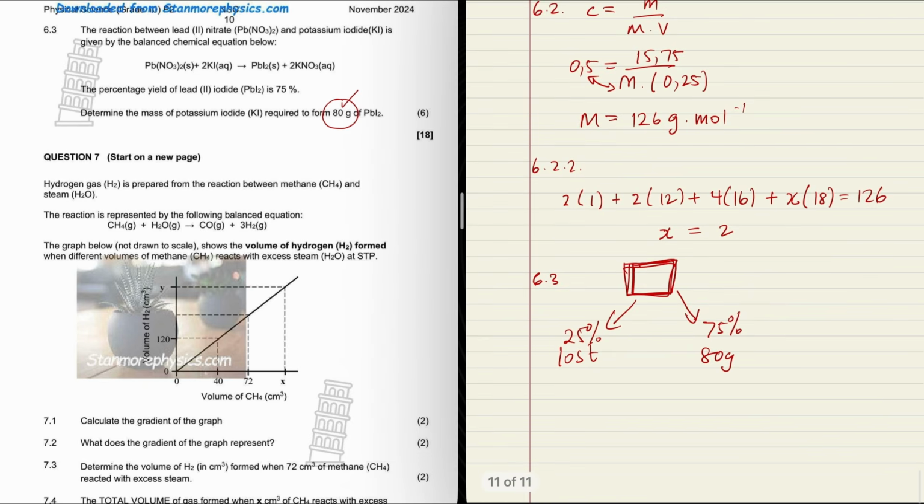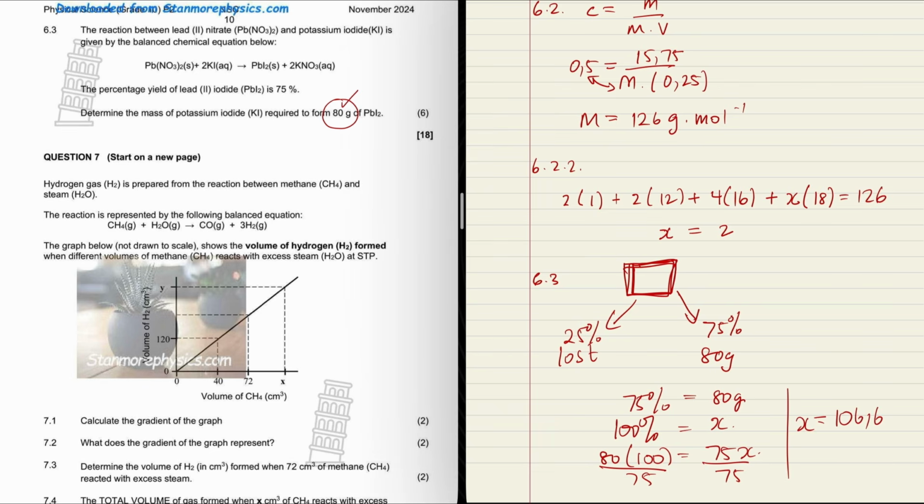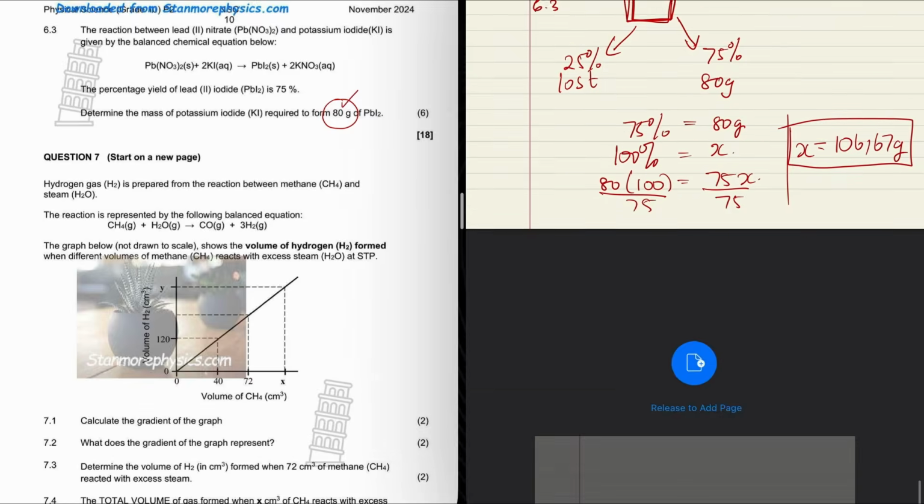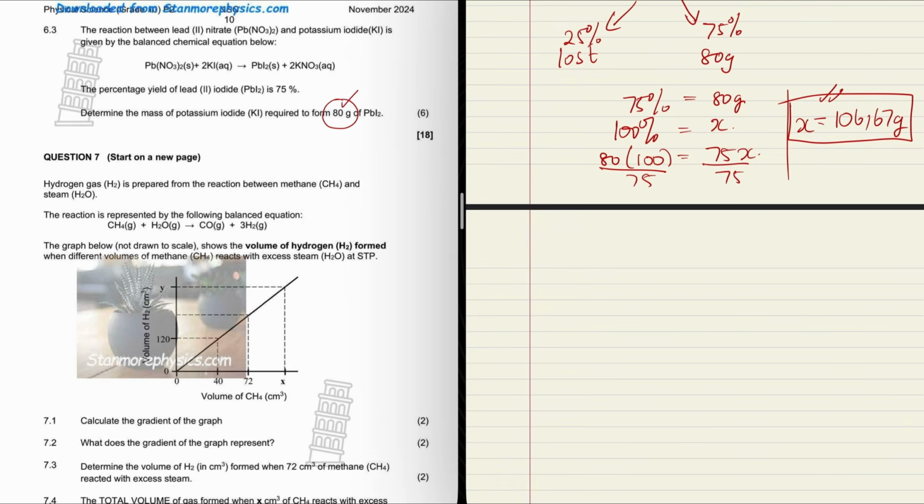We'll start off by saying that 75% is 80 grams. That means 100% is going to equal something. Let's call it x. Now cross multiply here. You will get 80 times 100 is equal to 75x. Then you divide by 75, you divide by 75, you get x is equal to 106,67 grams. So this is the amount that you need to make of PbI2, and then 25% of it will be lost, and then we'll get 80 grams. So this is what we are working toward.